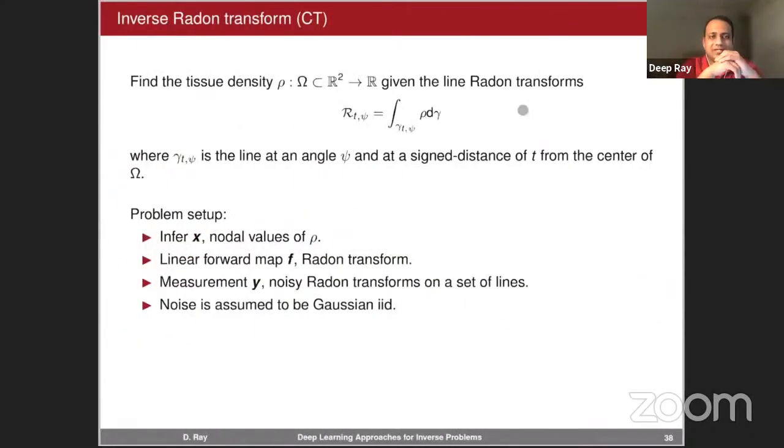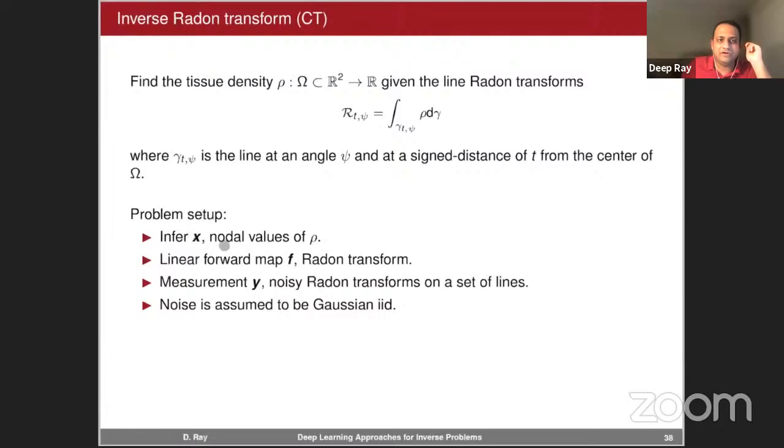Okay, so now let's come to another example, which is not based on a PDE, it's based on an integral equation. So we're trying to solve the inverse Radon transform problem. So the task is to find the tissue density rho and we're looking at 2D slices. So we're looking at rho defined on R2, given the line Radon transforms, which is the integral over a line which is parametrized by the angle of inclination and the signed distance of the line from the center of the domain.